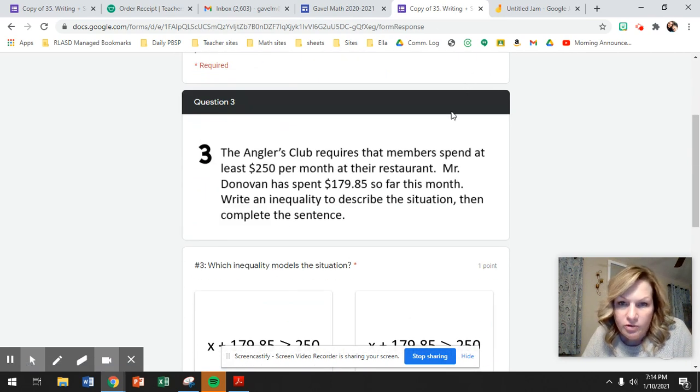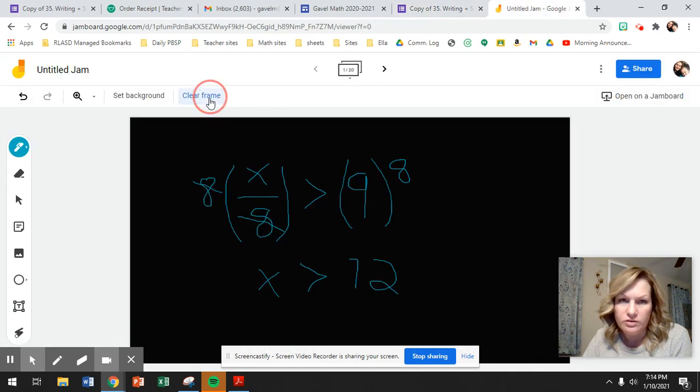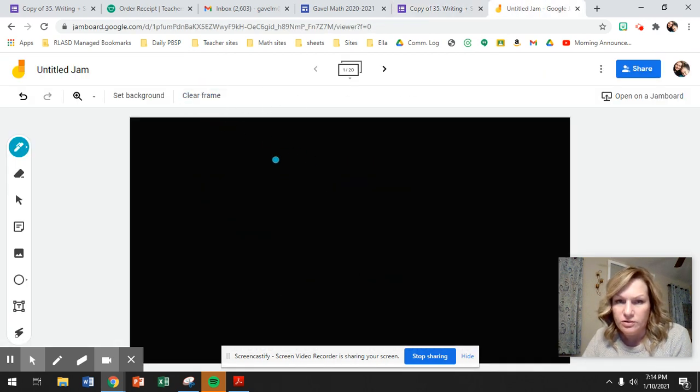The Angler Club requires that members spend at least, so minimally, $250 per month at their restaurant. So it's going to be greater than or equal to 250. So 250, and it has to be greater than or equal to.